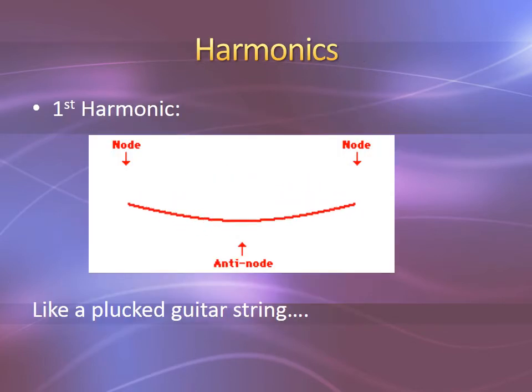This leads us to a discussion of harmonics. So the first harmonic is what you initially made with just one antinode in the middle of the string. So this one is very similar to a plucked guitar string. This will eventually be where we go when we start talking about harmonics and their real-life uses.